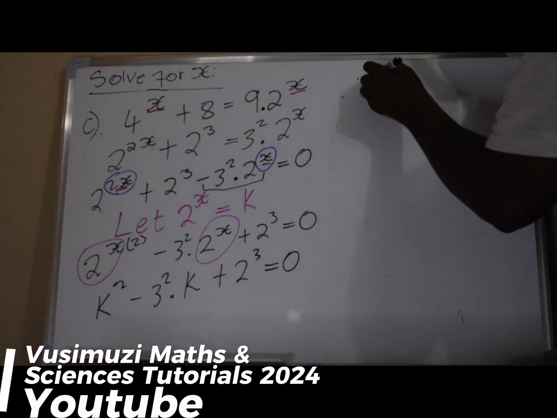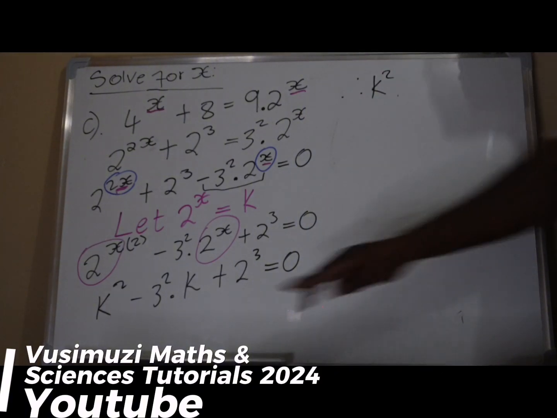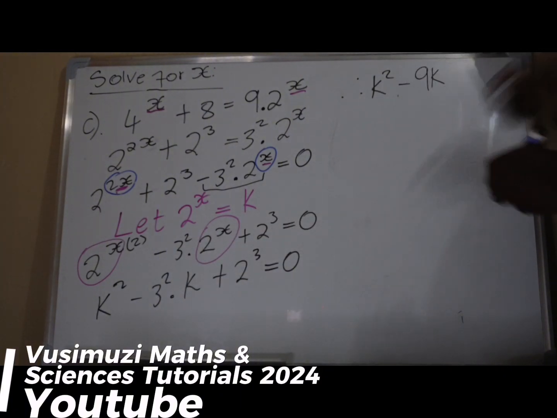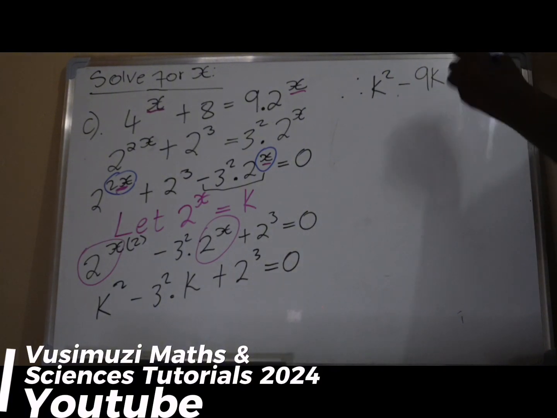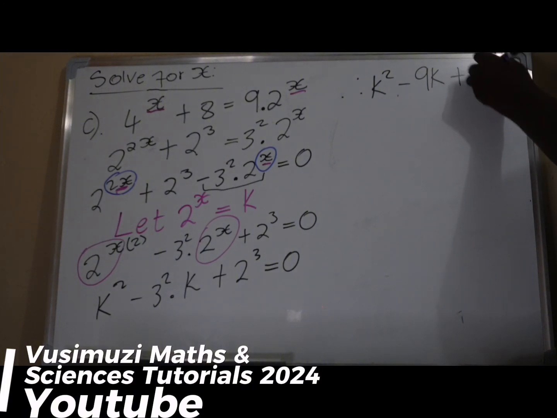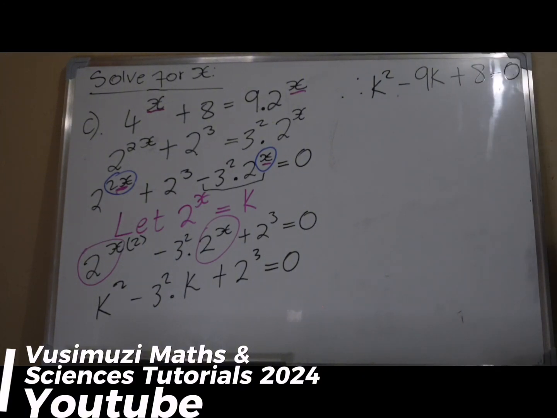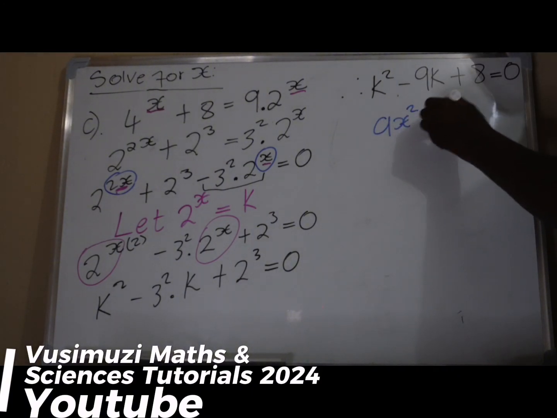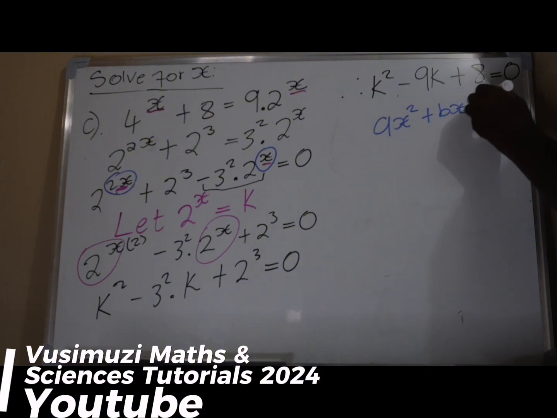So therefore we've got k squared. What about 3 squared? 3 squared is 9. So 9k plus 2 to power 3, which is 8, equal to 0. Then we've got a quadratic equation in this case. A quadratic equation is ax squared plus bx plus c equal to 0.